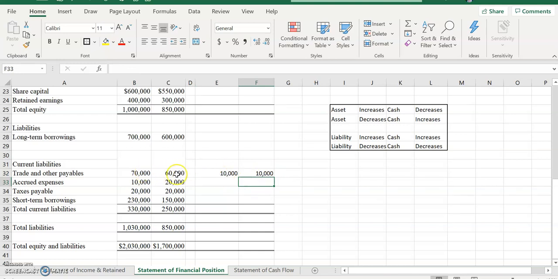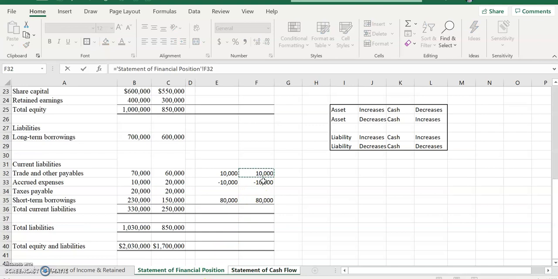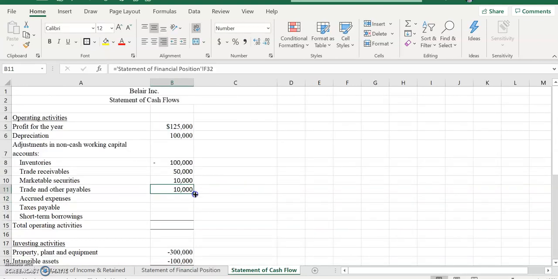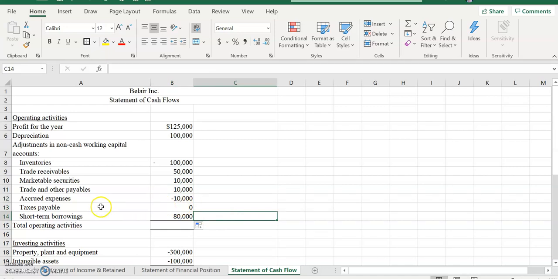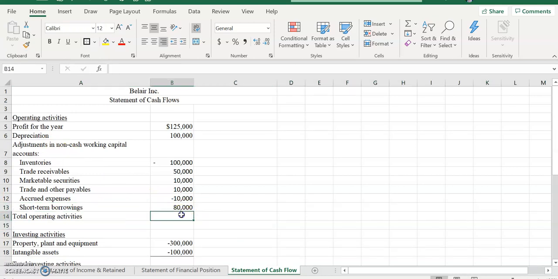So my liability went up. It went from 60 to 70. So therefore my cash went up. My accrued expenses went down. So therefore my cash must have gone down. Taxes payable didn't change. And short-term borrowings went up. So my cash went up. So we're going to carry those over here. And I've got taxes payable, but I don't need to have it there because there was no change. You don't have to include it if there wasn't a change.